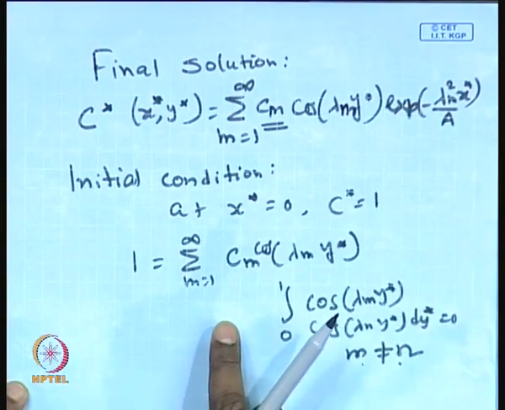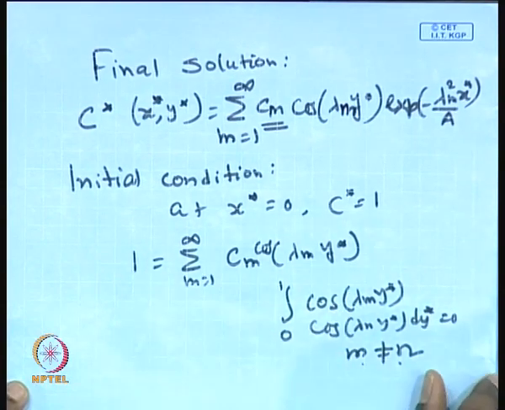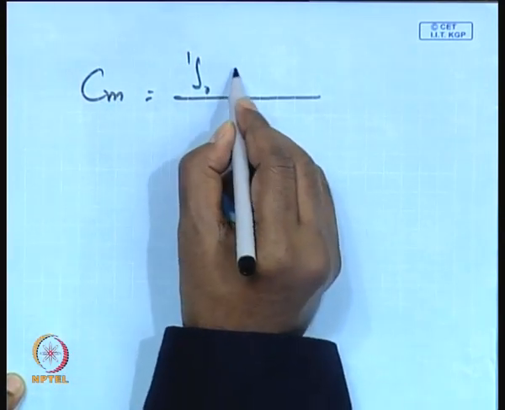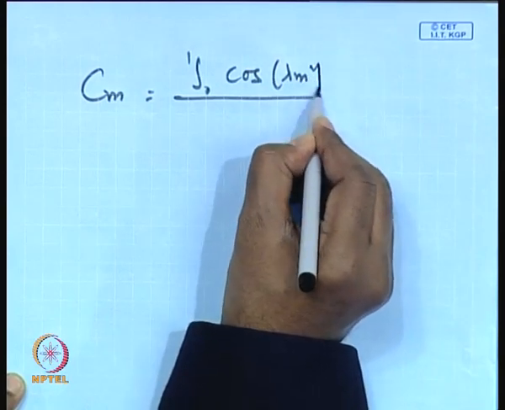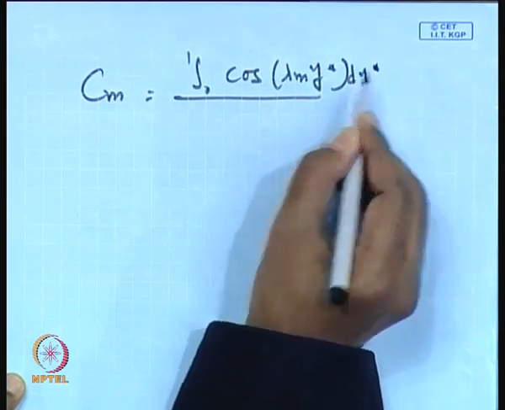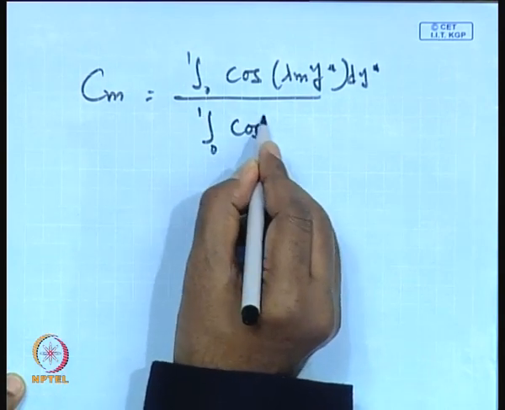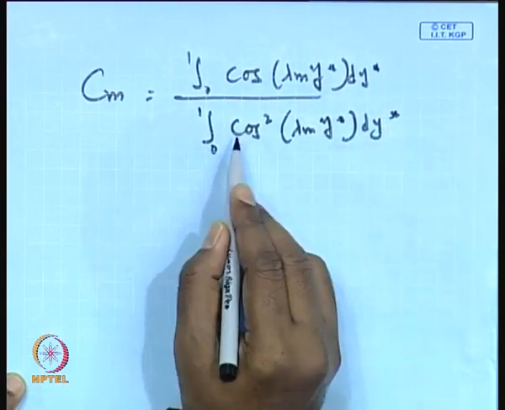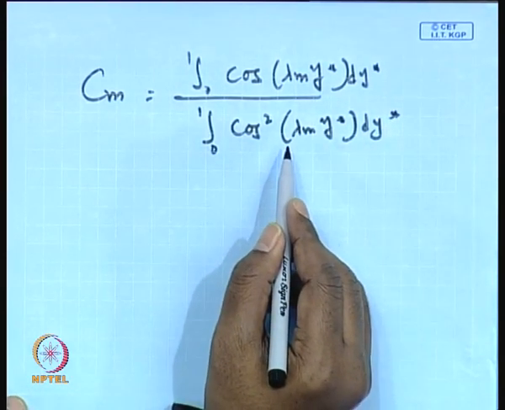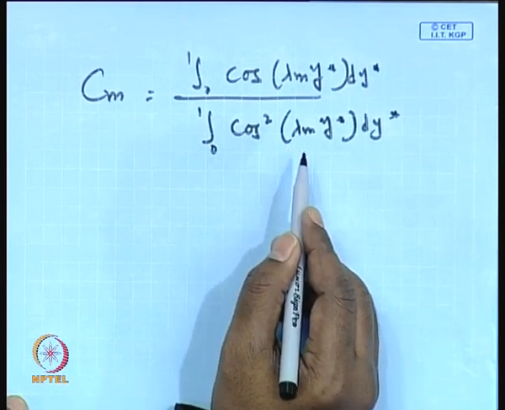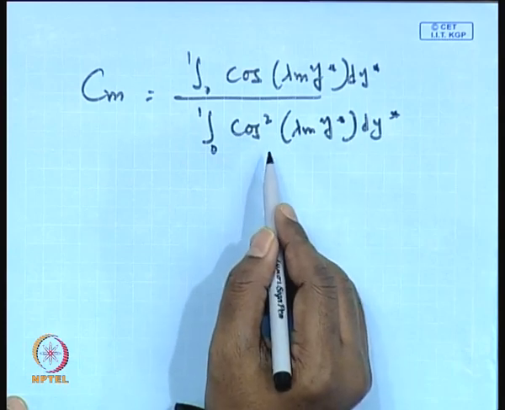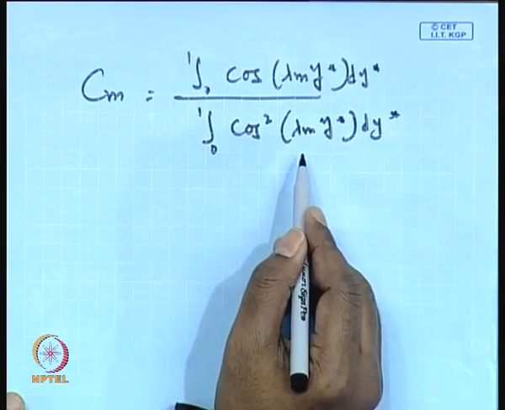From that, you can evaluate the value of this constant C m, and C m then becomes the integral from 0 to 1 of cosine lambda m y star dy star divided by the integral from 0 to 1 of cosine square lambda m y star dy star. Why is it cosine square? Because in that case n becomes equal to m, and only one term will survive. So both cosine lambda m and cosine lambda n become cos square when m is equal to n. All the other terms vanish because of the orthogonal property of the cosine function.